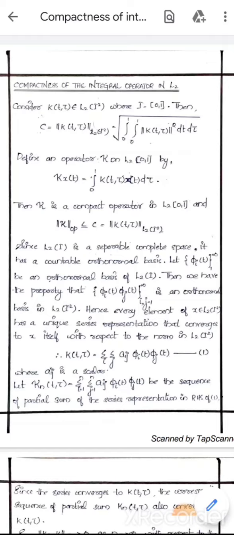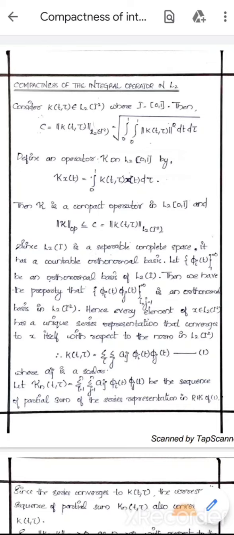First of all, we are considering a function k of t comma tau belonging to L2 of I square, where I is equal to the closed interval 0 comma 1. That is, we are considering a square integrable function k of t comma tau on the space 0 1 cross 0 1, that is our I square.